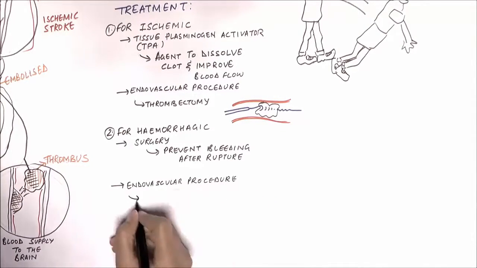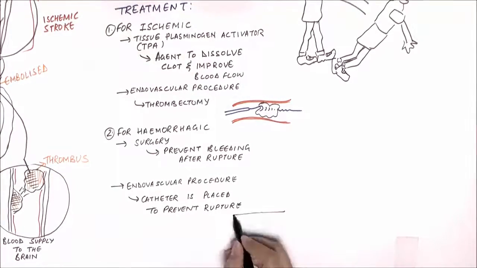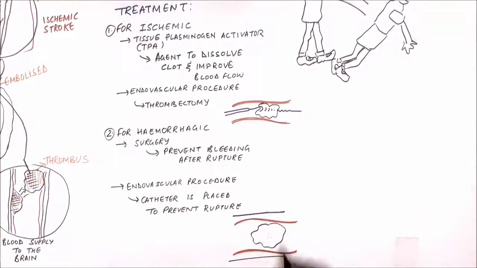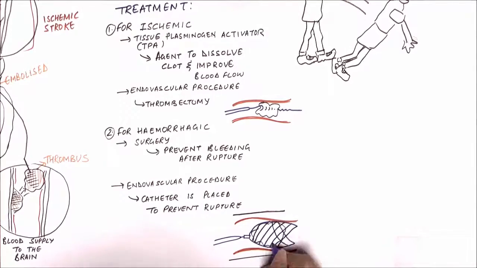Hemorrhagic strokes can be treated through surgery to prevent bleeding after rupture. And endovascular procedures can be performed through a catheter which is placed into a large artery and leads to aneurysms where the agent is released to prevent rupture.